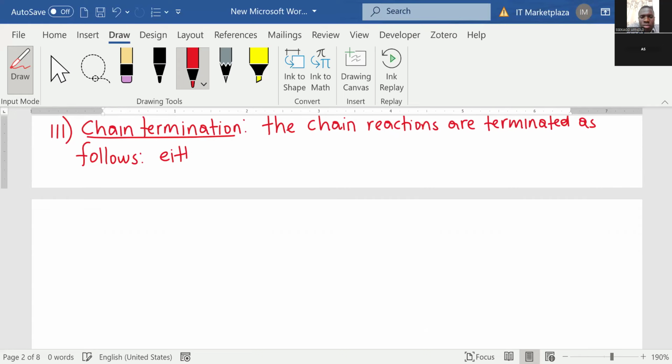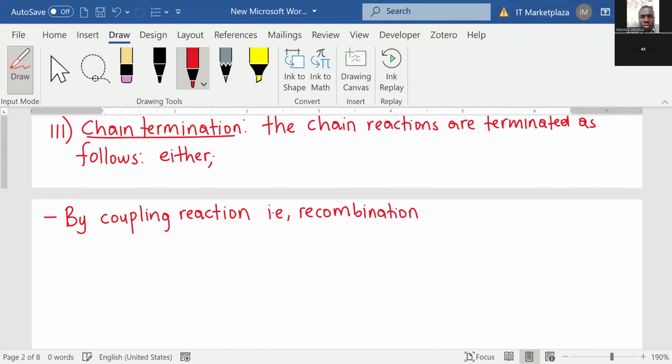Either by coupling reaction, i.e. recombination of polymeric chains of radicals. So what is a coupling reaction? Either by coupling reaction, i.e. recombination of polymeric chains of radicals. Yeah. So what in particular?